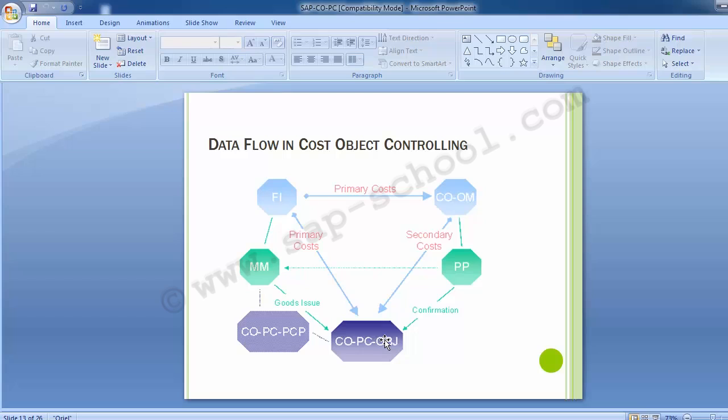So this is just an example overview of the diagram which shows you the flow of cost from one component to another component in the cost object controlling. So this is about the cost object controlling part.